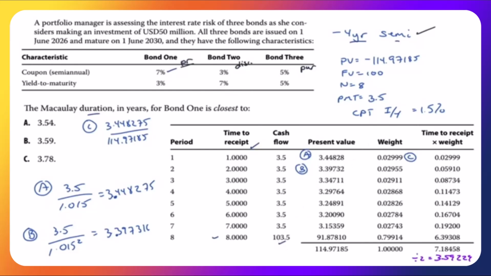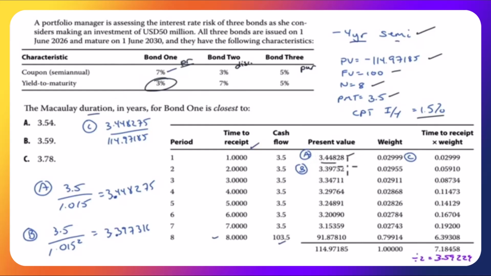Then we have to calculate our present value. In case you're wondering how we get to the present value, we need to know the price of the bond and calculate the interest rate or the market discount factor. So the price of the bond is 114.9714, future value 100, n equals 8, payment of 3.5. You get to 1.5, which is half of the 3% here. So because it's semi-annual, you use the 1.5.